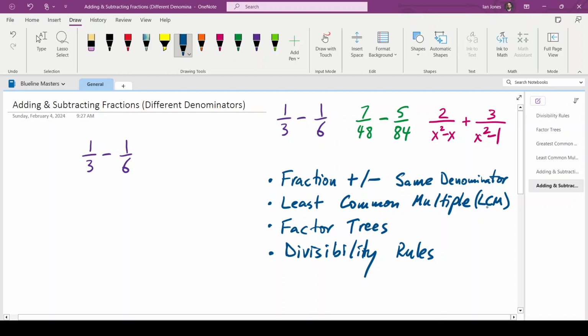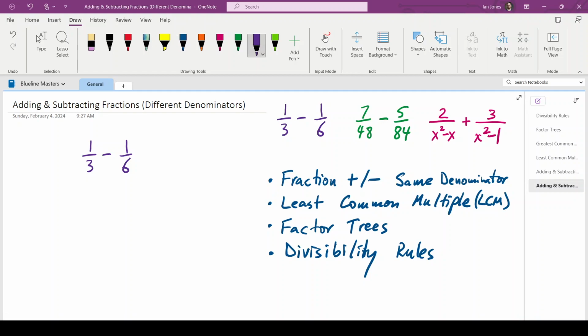To get LCMs, one popular method, one that I teach, is factor trees. So in order to get the LCM, you need to know factor trees or some equivalent method. And to do factor trees, it's handy to know divisibility rules. Okay, I have a video on each of these four, so go ahead and watch those if you want to. But these are the skills you need.